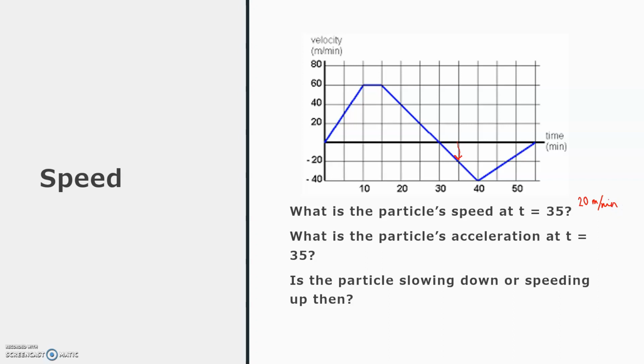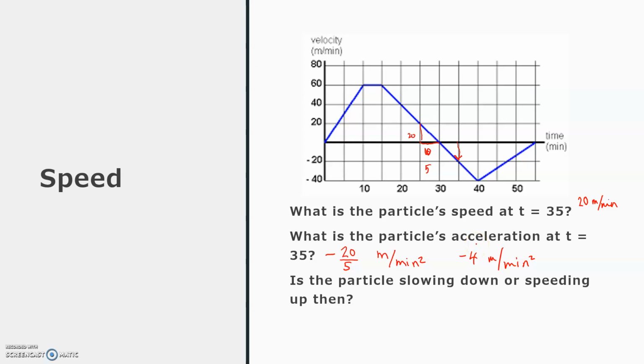What is the particle's acceleration at t equals 35? Well, acceleration would be the slope of this velocity graph, so 20 would be the rise, and the run would be 10. Nope, it'd be 5. So 20 over 5, and that would be meters per minute squared. You might also call that 4. Oh, but it's a downhill line, so it's actually negative.